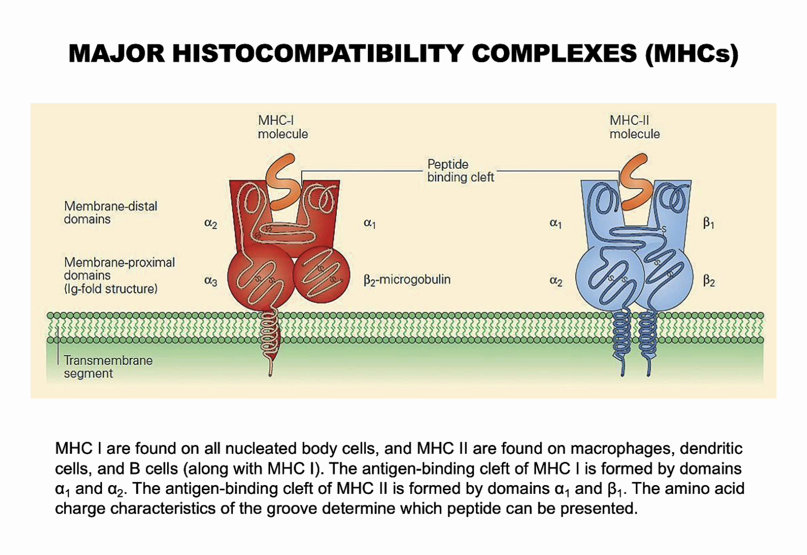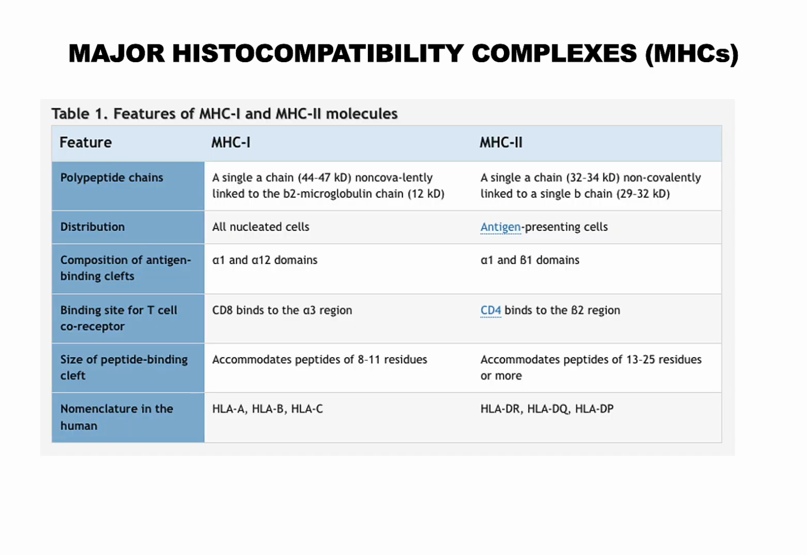The antigen binding site of the MHC molecule, which is essential for presenting antigens to T cells, is located near the top of the dimer. Specifically, the MHC1's cleft is formed by the alpha-1 and the alpha-2 domains, while the MHC2's cleft is created by the alpha-1 and the beta-1 domains. The self-explanatory slide compares the MHC1 and MHC2 molecules.